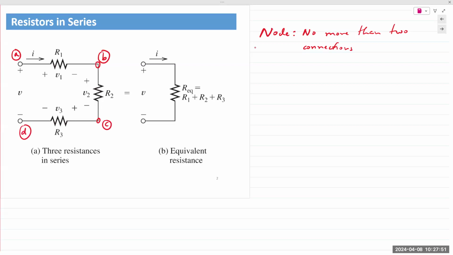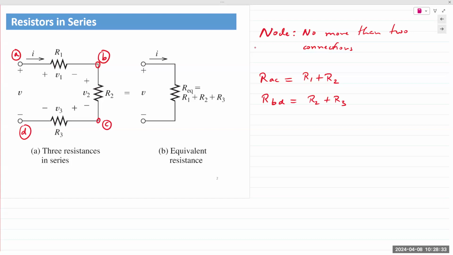So between A and C, if I was to measure the resistance, RAC, I can state that R1 and R2 are in series. And to add resistors in series, it's simply the sum of the two resistors in series, R1 plus R2. Same thing for RBD, which is R2 plus R3. Right?